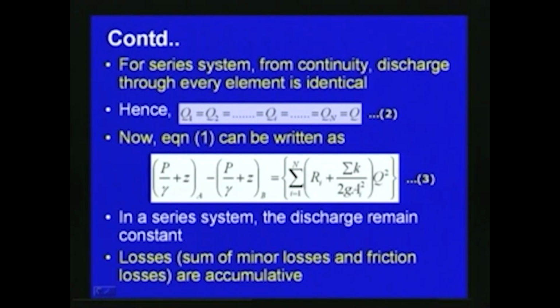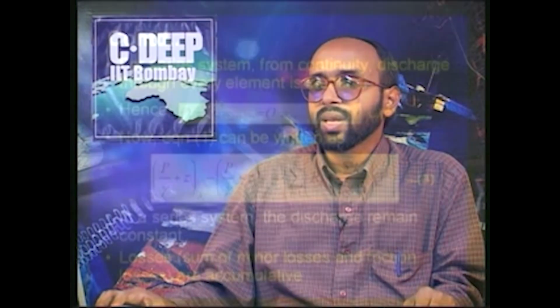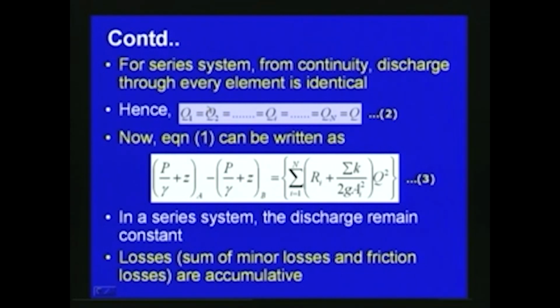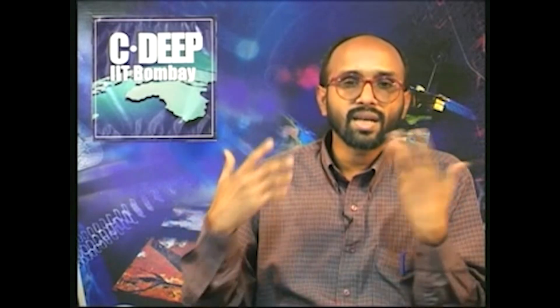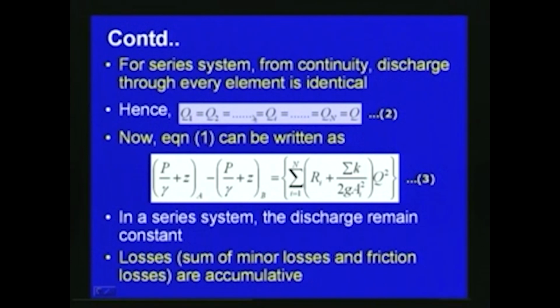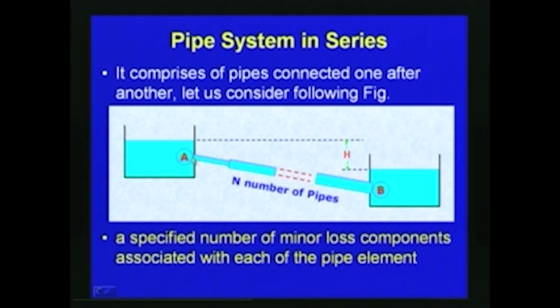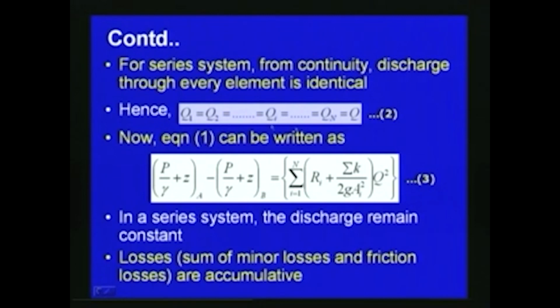Now, for the series system, from continuity we can see that through every pipe flow element the discharge is the same. So, we can write Q 1 is equal to Q 2 is equal to Q 3, and so on, for n number of pipes. As in equation number 2, Q 1 is equal to Q 2 is equal to Q n, which is equal to Q. So, any pipe must carry the same discharge from A to B. That comes from the continuity equation.